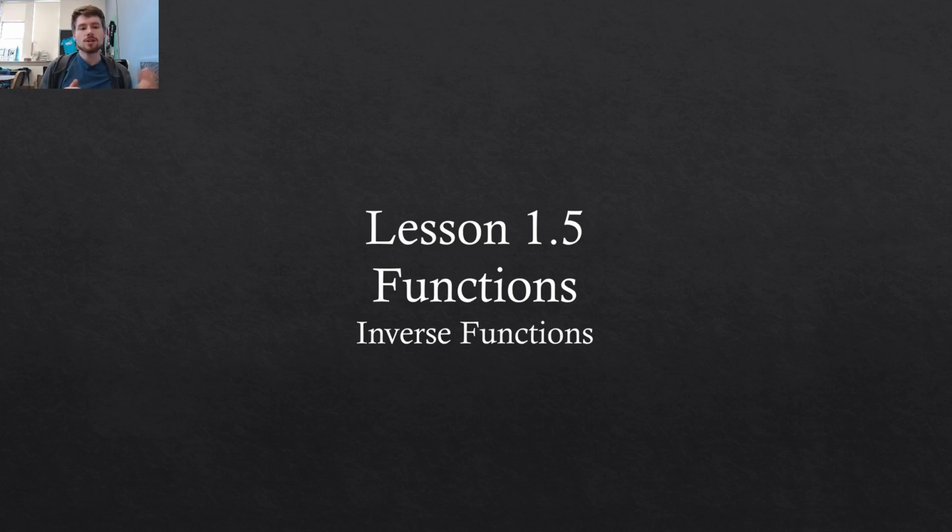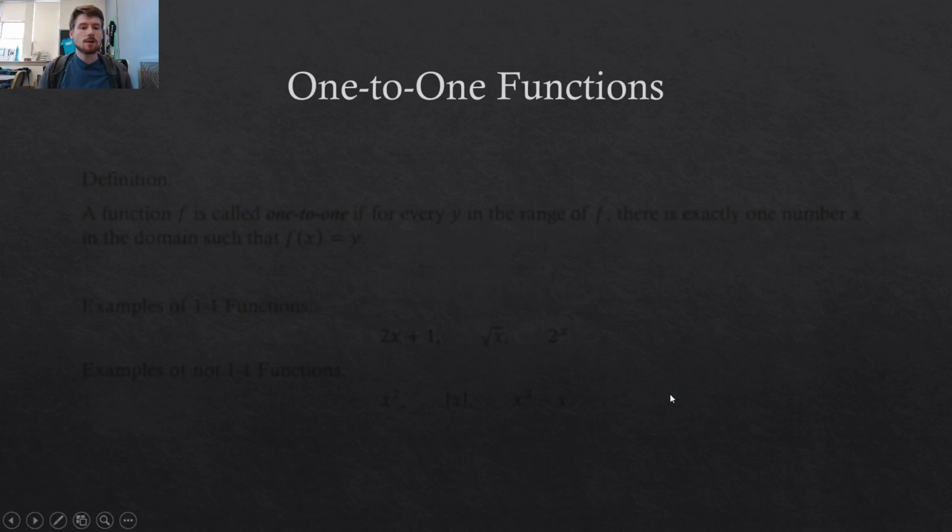So you can think of a function as a machine taking inputs and sending them to outputs. Could you determine a machine that does the reverse of the function that you're interested in? And that's what inverse functions are all about. It's how you take your output, your answer, and work backwards to find what the original input would have been. Okay, but first, we have to talk about what one-to-one functions are.